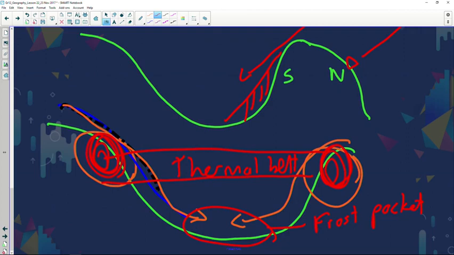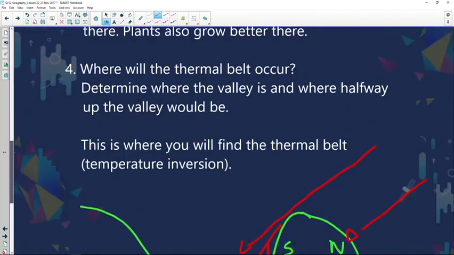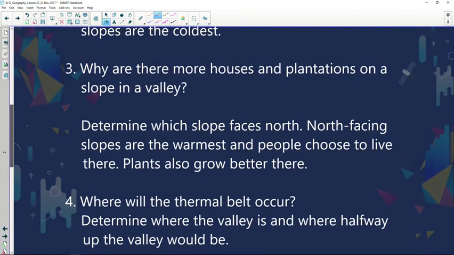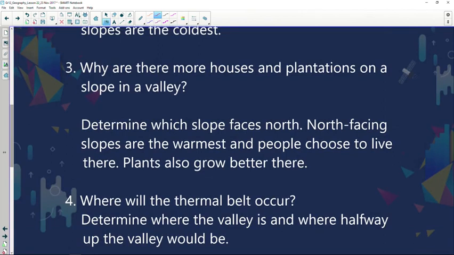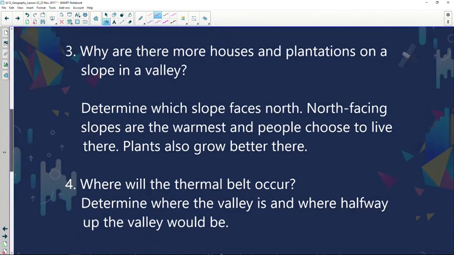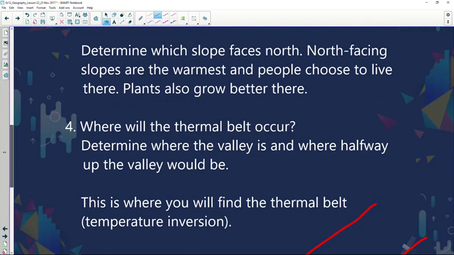Not many plants are frost resistant, so they rather plant upslope where there's warmer temperatures and it won't do any damage to their crops. Now question number 3, determine which slope faces north. We've just done that, and the plants grow better. If you look at question number 4, I believe I've just answered that almost as well. Where will the thermal belt occur? Determine where the valley is and where halfway up the valley would be.